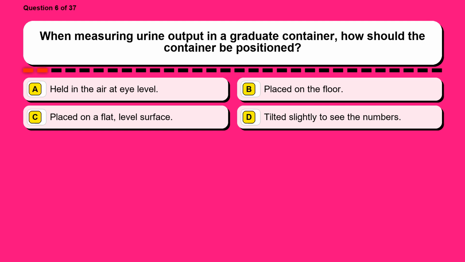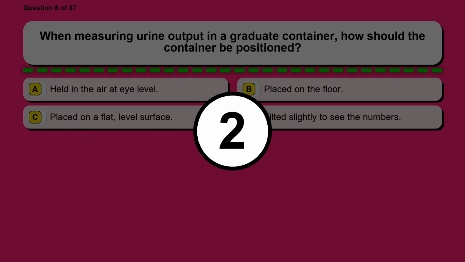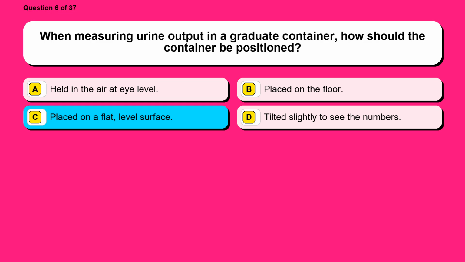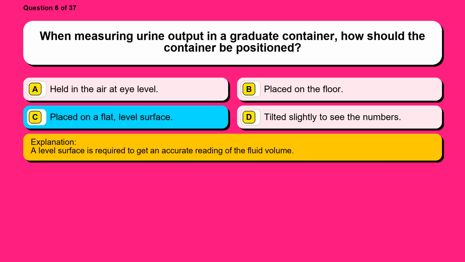Question 6. When measuring urine output in a graduate container, how should the container be positioned? Option A. Held in the air at eye level. Option B. Placed on the floor. Option C. Placed on a flat, level surface. Option D. Tilted slightly to see the numbers. The correct answer is option C. Placed on a flat, level surface. A level surface is required to get an accurate reading of the fluid volume.